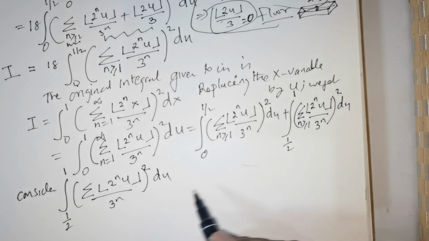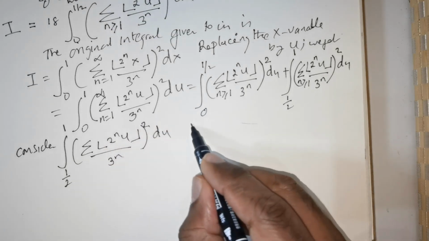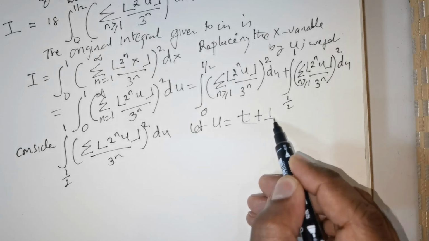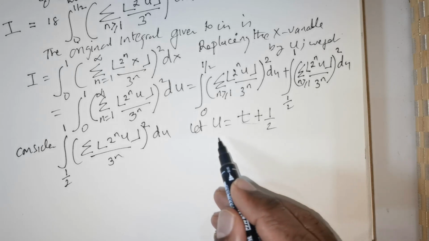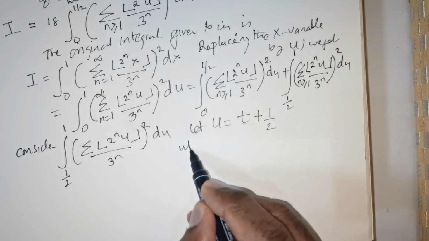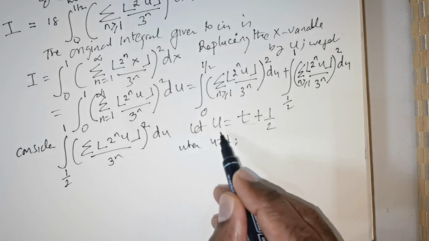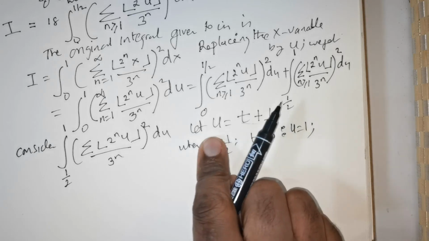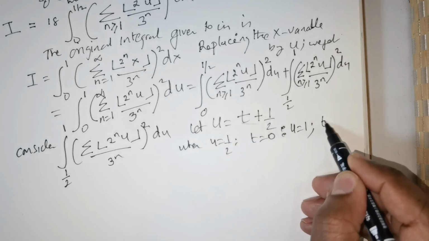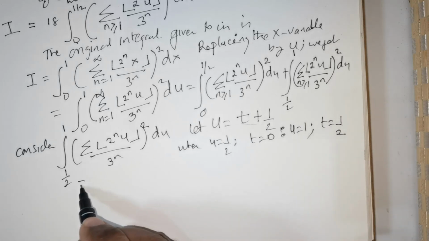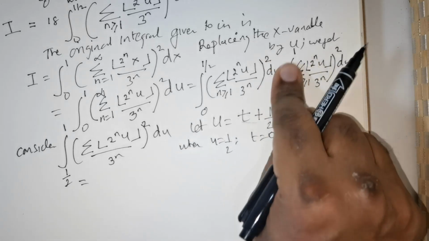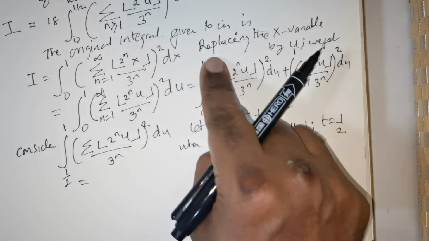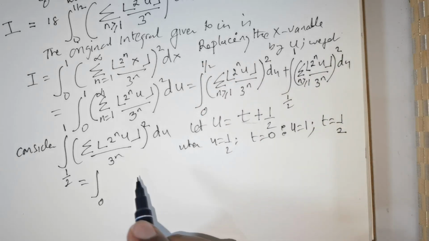Now I would like to make a substitution. Let u be equal to t plus 1 over 2. So when u is equal to 1 over 2, what will happen here? t will become equal to 0. And when u is equal to 1, what would be the value of t? t will be equal to 1 over 2. So literally, what are you doing? You are trying to convert this integral limits from 1 over 2 to 1 into 0 to 1 over 2, so that it would be easy for us to compute.